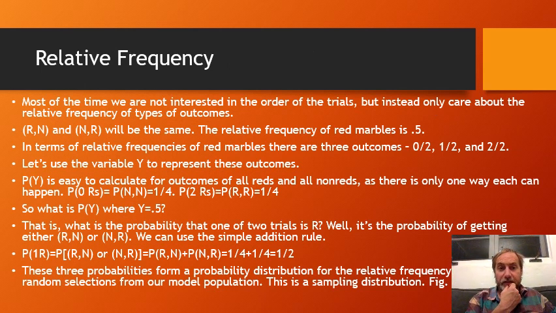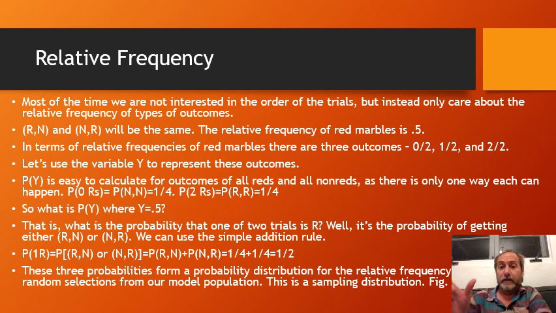Okay, on to the concept of relative frequency. So far we've been distinguishing the outcome Rn from Nr, right? But most of the time we're actually not going to be interested in the order that much. We instead only really care about the relative frequency of types of outcomes. And in terms of relative frequency, we can treat Rn and Nr as the same outcome, meaning that in both of those sets, the relative frequency of red marbles is 0.5.